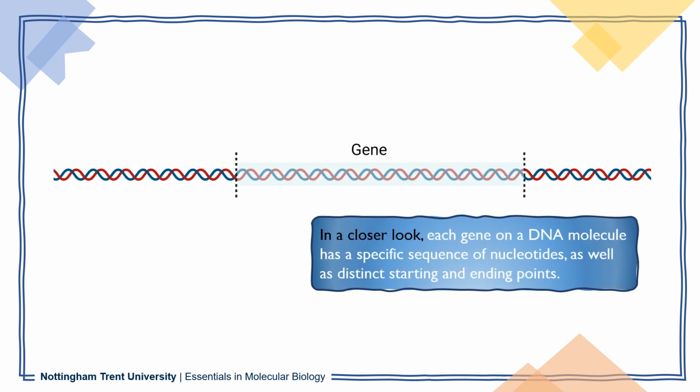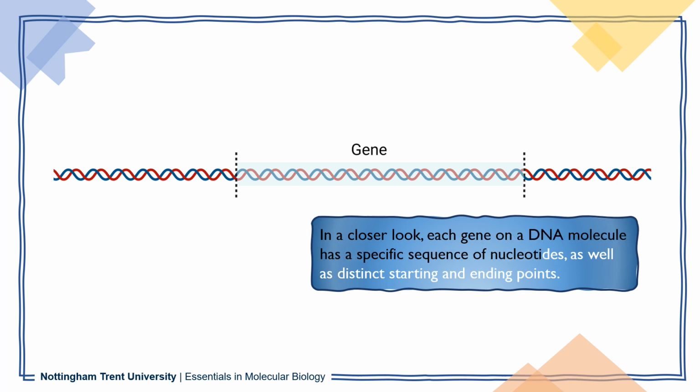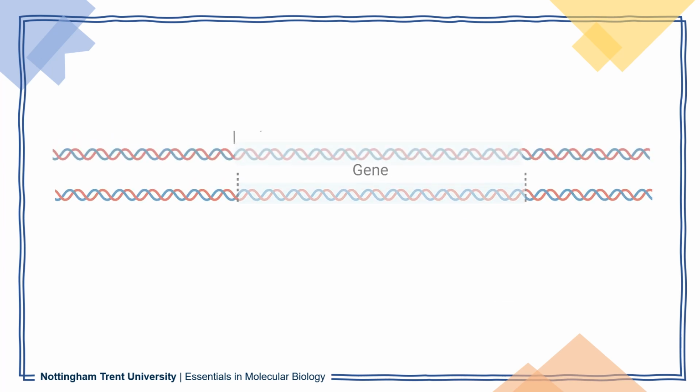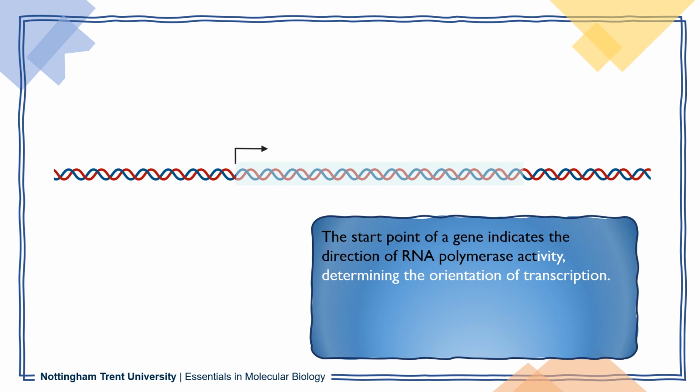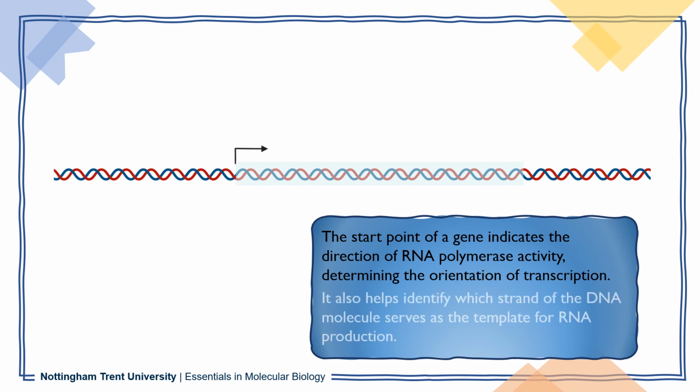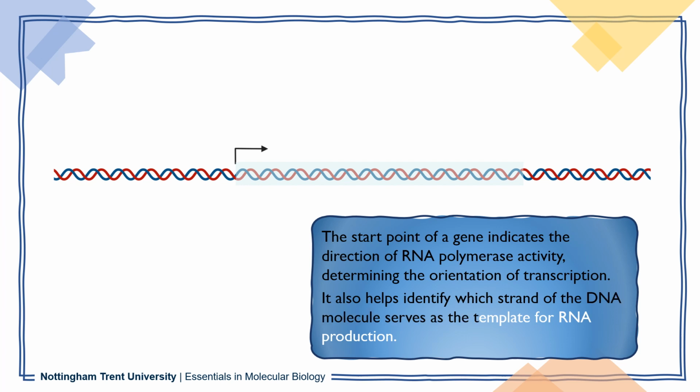In a closer look, each gene on a DNA molecule has a specific sequence of nucleotides, as well as distinct starting and ending points. The start point of a gene indicates the direction of RNA polymerase activity, determining the orientation of transcription. It also helps identify which strand of the DNA molecule serves as the template for RNA production.